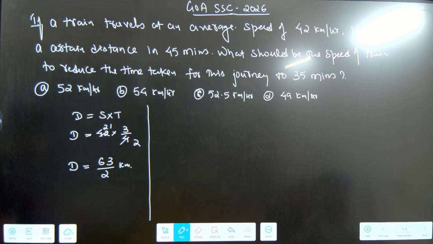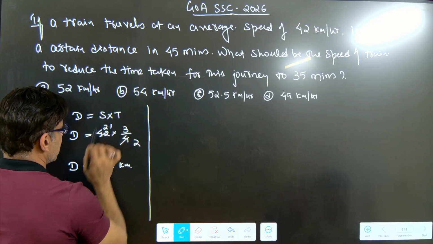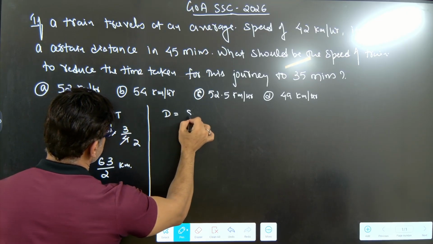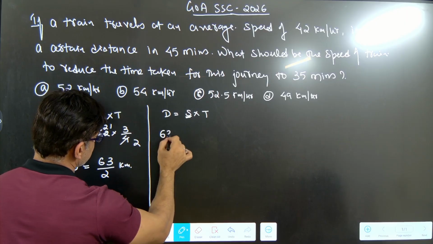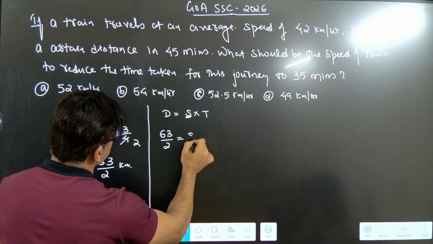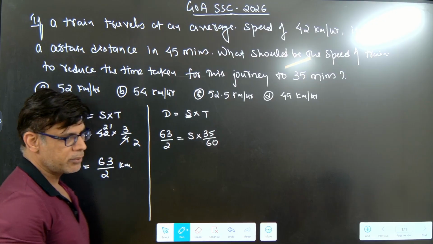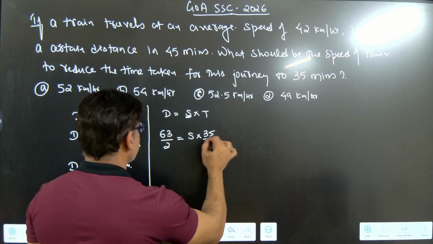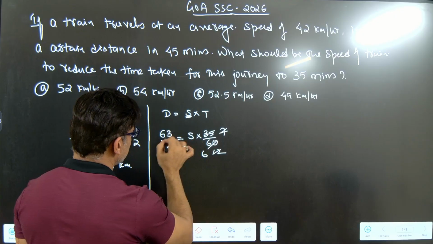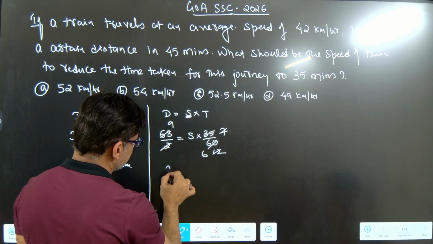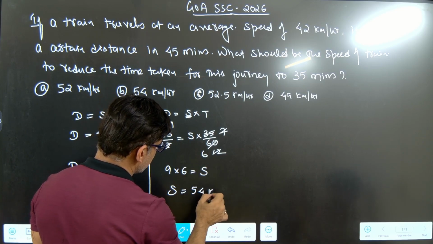Now distance is constant. In the second case, again you have to find out the speed, right? Again we'll use the formula distance is speed into time, because in the second case you are supposed to find out the speed. Distance is fixed, which is 63 by 2, equal to speed, which we don't know, into 35 minutes, that is 7 by 12 hours. Cross multiply and we get S is equal to 54 kilometers per hour.